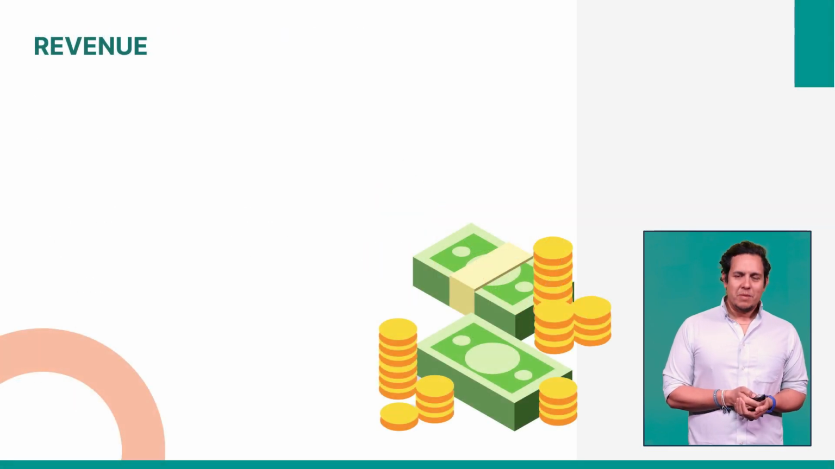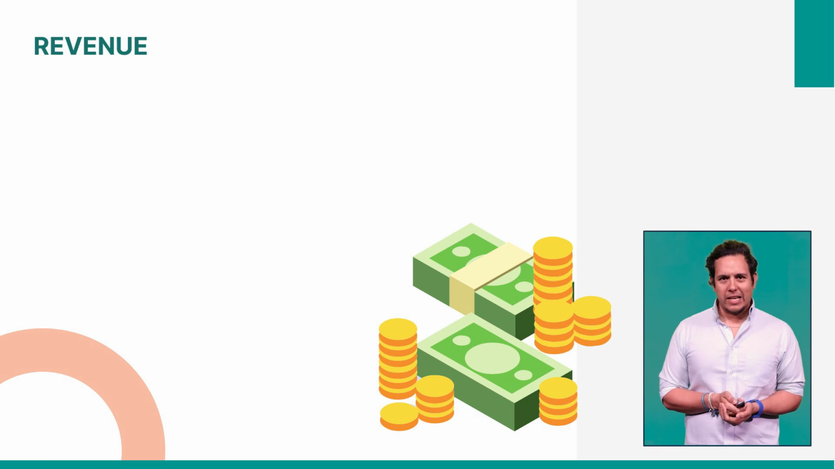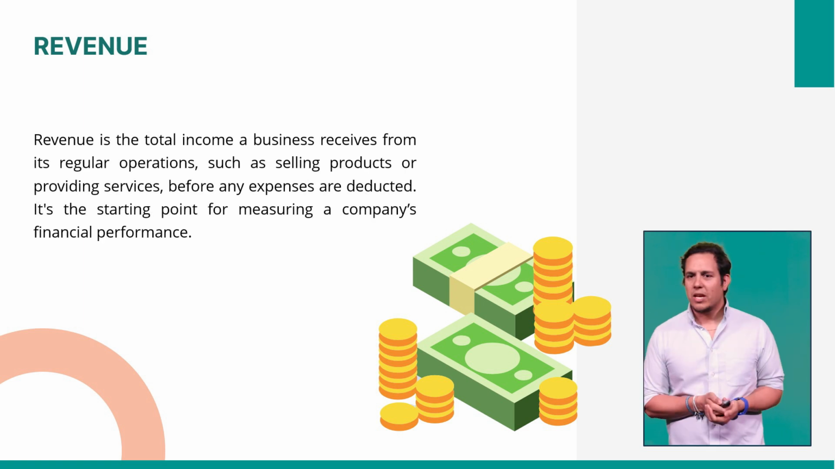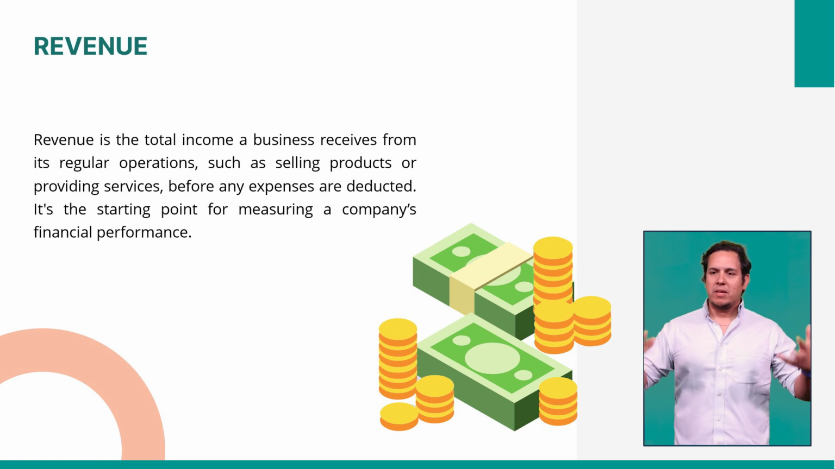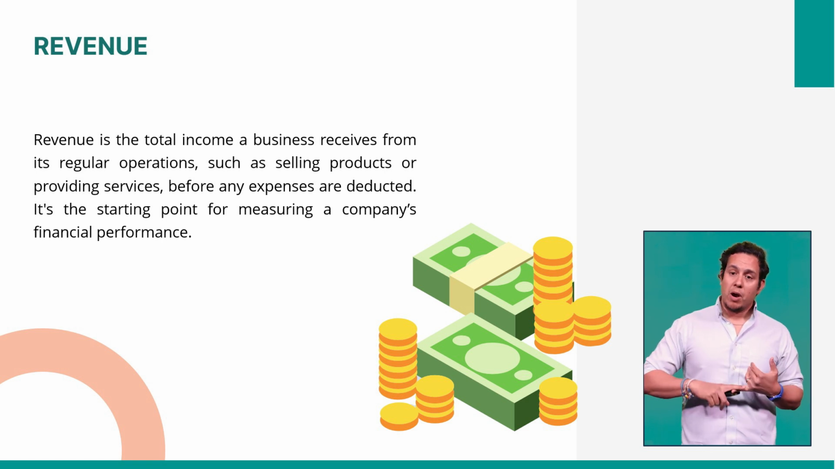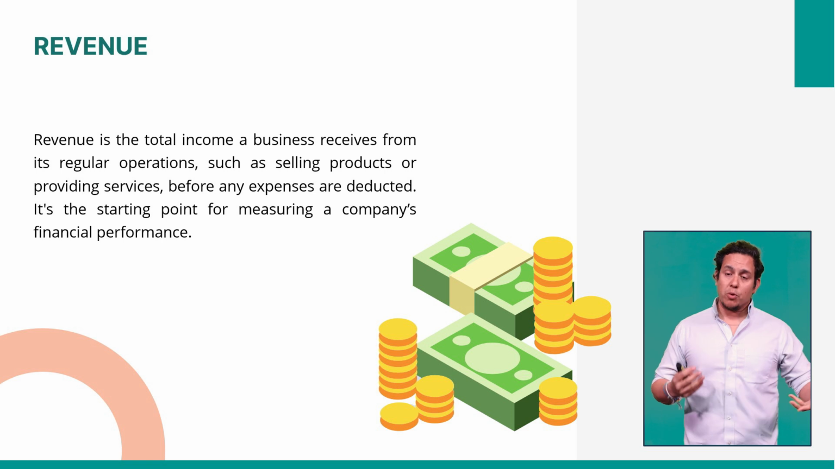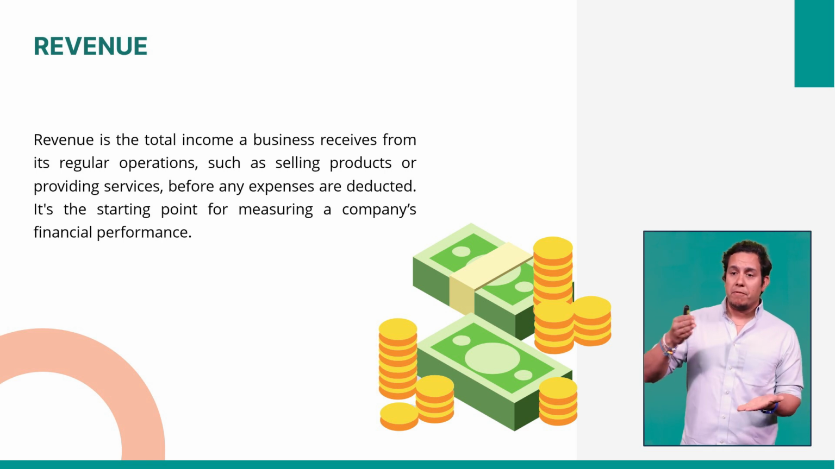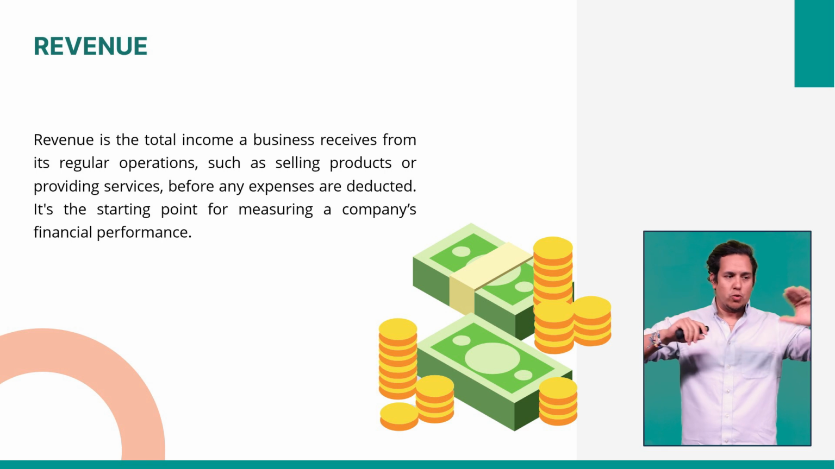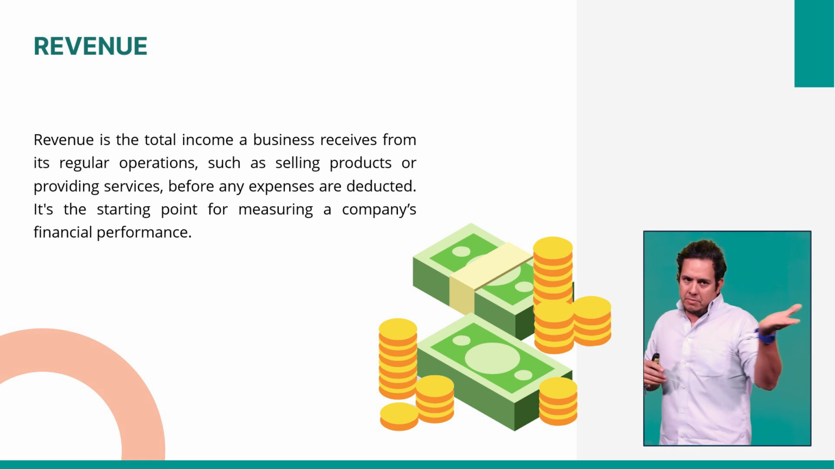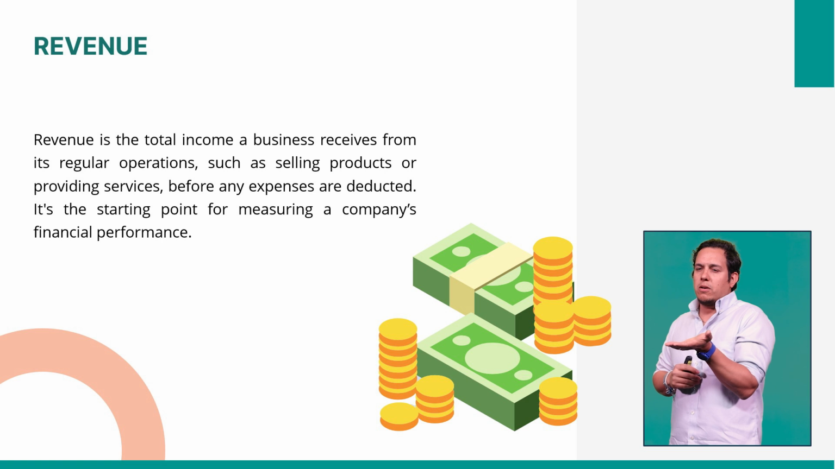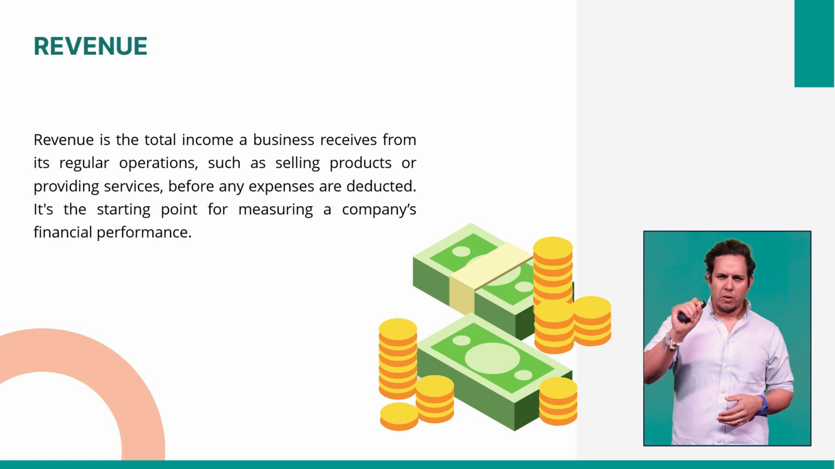Okay. Let's move on to the revenue side of things. What is revenue? We have this as a definition. It is the total income a business receives from its regular operations. It comes from selling products or providing services. That's where the revenue comes from, right? Before any expenses are deducted, that's what we classify as revenue. So revenue is anything that comes in for our products or services before expenses are deducted. Revenue, okay?